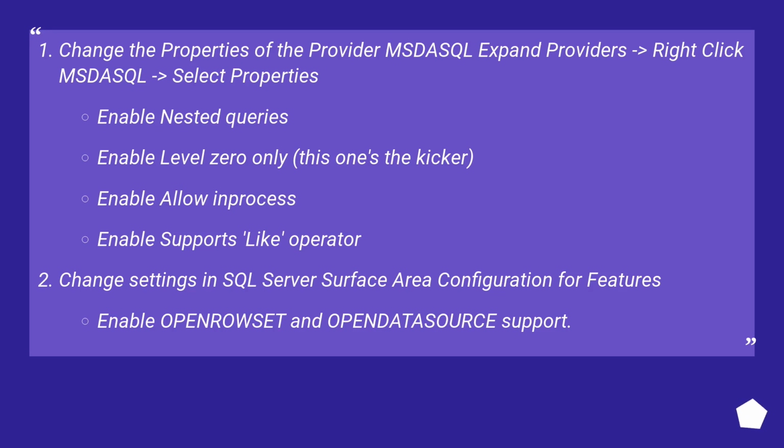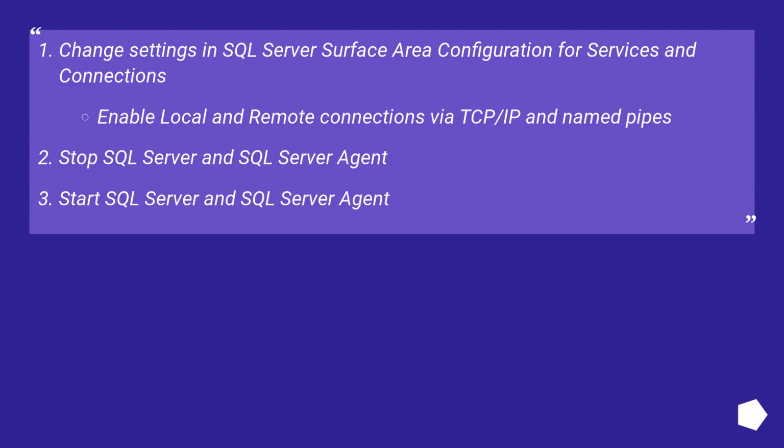Change settings in SQL Server Surface Area Configuration for Features. Enable OpenRowset and OpenDatasource support. Change settings in SQL Server Surface Area Configuration for Services and Connections. Enable local and remote connections via TCP/IP and named pipes. Stop SQL Server and SQL Server Agent. Start SQL Server and SQL Server Agent.